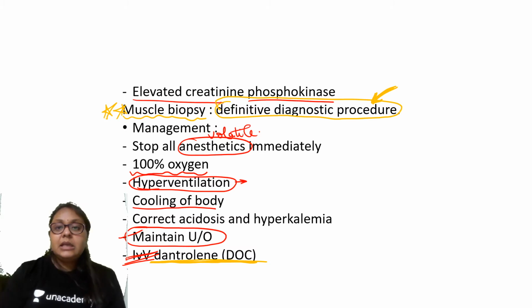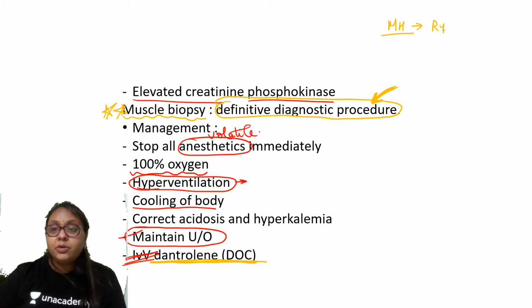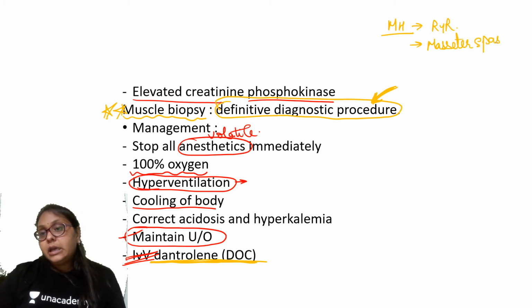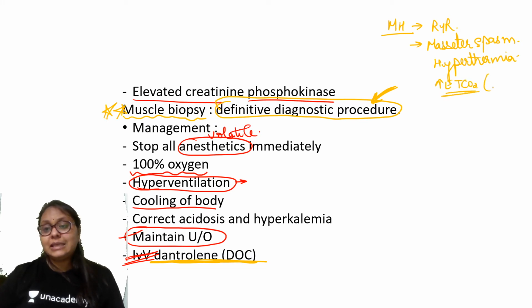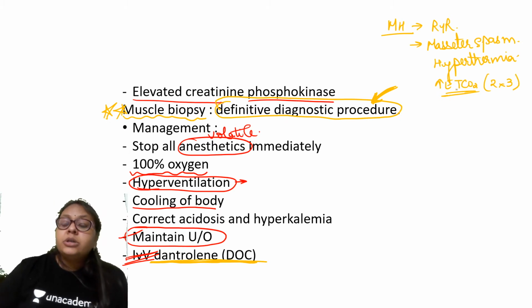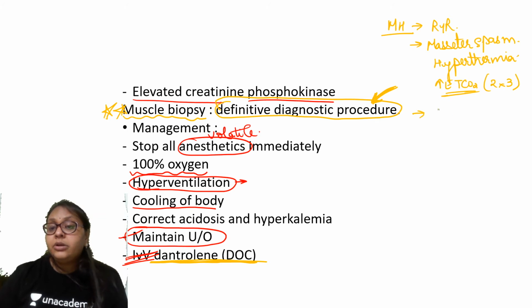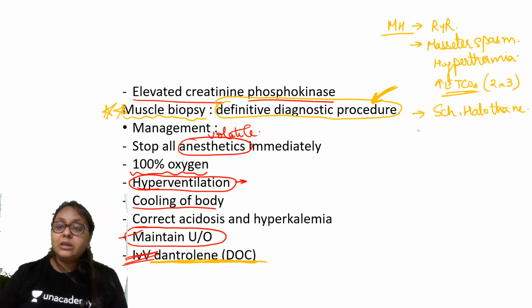Is it clear? So malignant hyperthermia is genetically predisposed, remember ryanodine receptors. In clinical features, masseter spasm, hyperthermia, and a sudden 2 to 3 times rise in EtCO2 levels. So these are the features, and drugs like scoline, halothane, which will be given in the question.